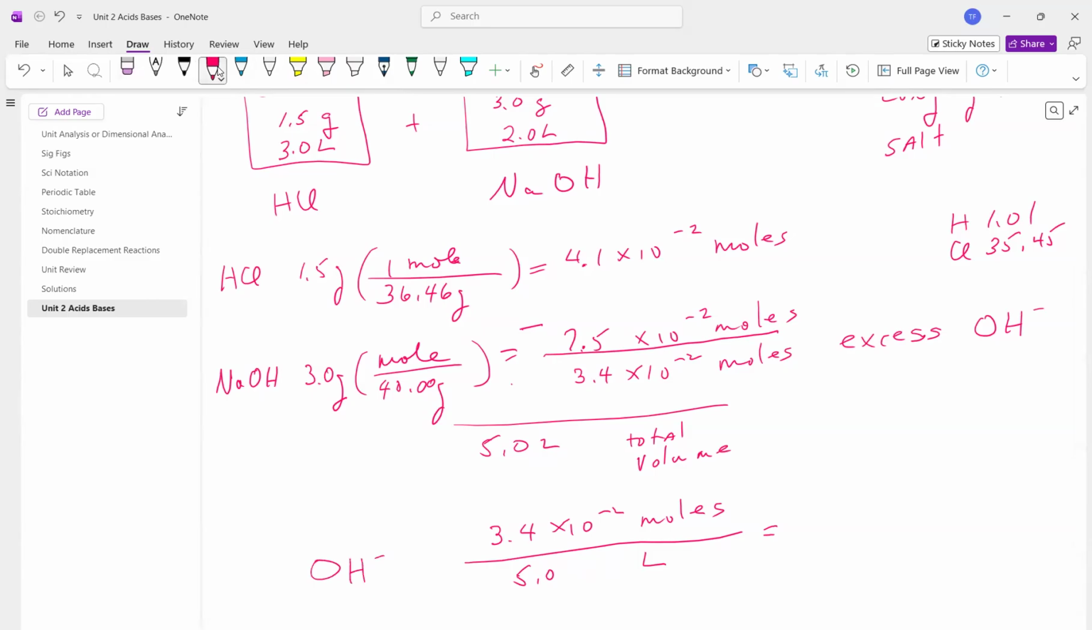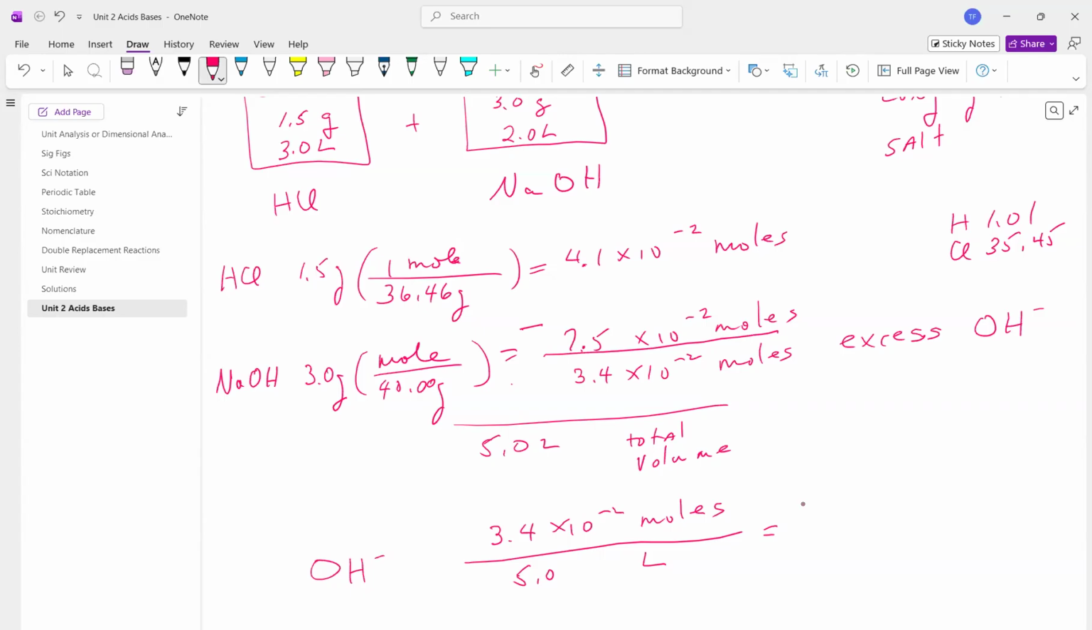Okay, so let's see what this turns out to be here. So it looks like we're calculating the excess. We have to find the excess first. If there is an excess, maybe it's perfect. Normally, it's not. Normally, there's an excess of one or the other.